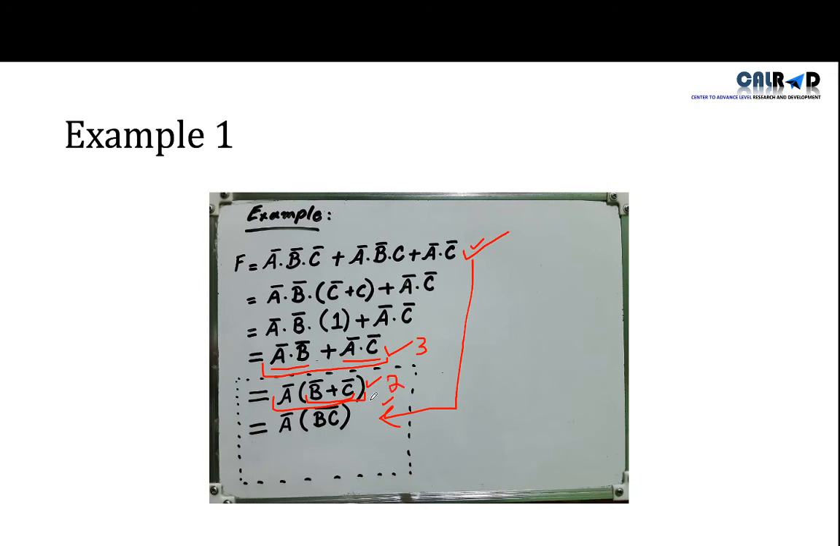Now you see how many gates we are using here. Here we are using one gate and combine them 2 gate. So this means that in both these two steps the number of gates remain the same.